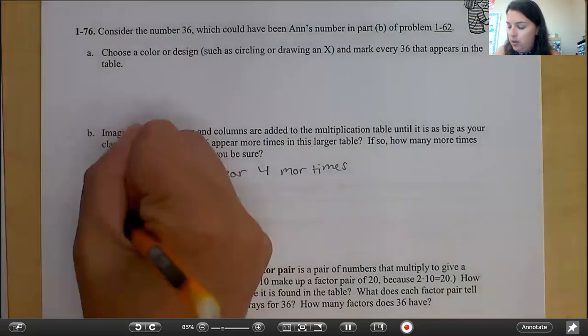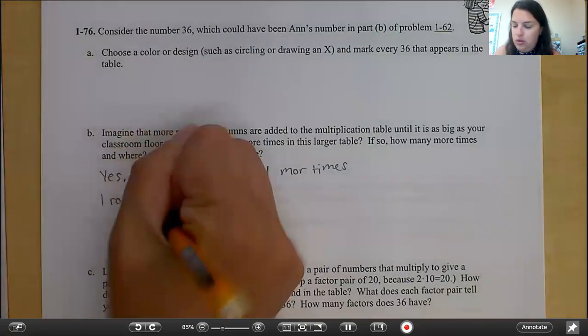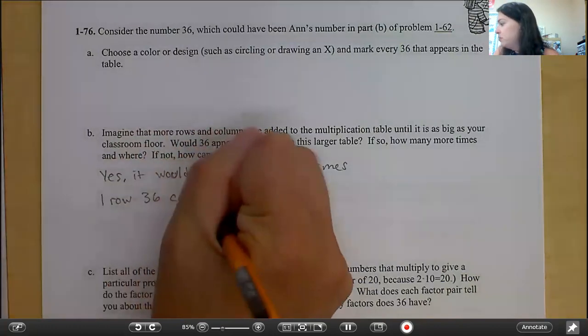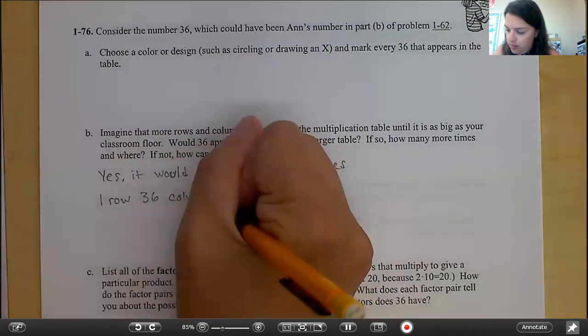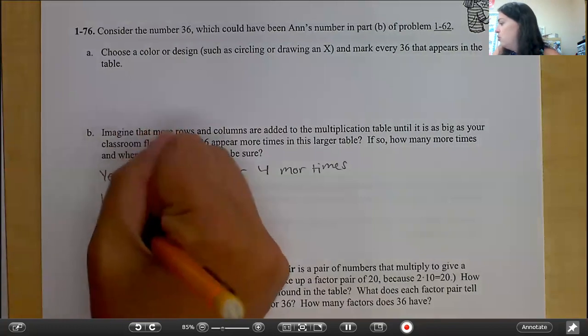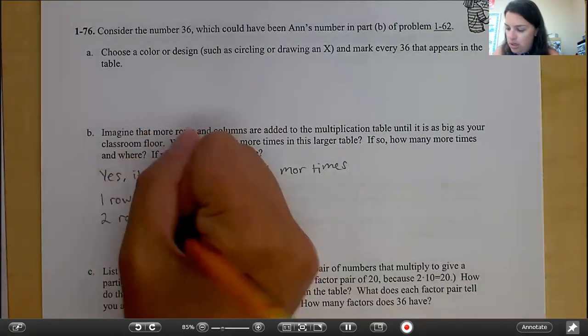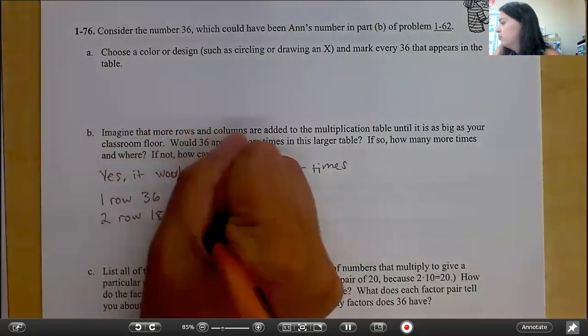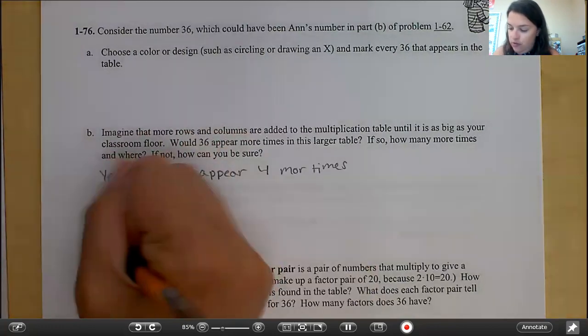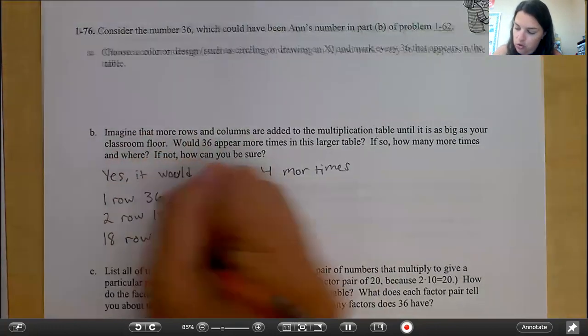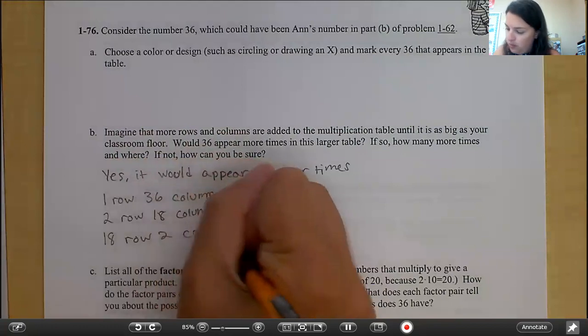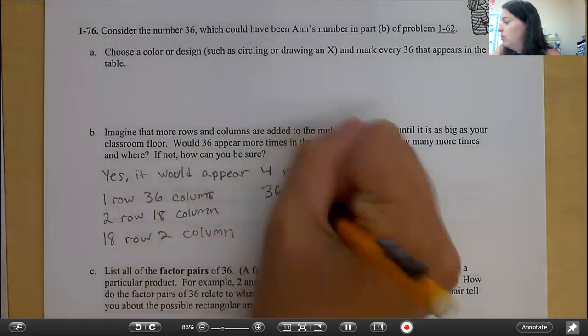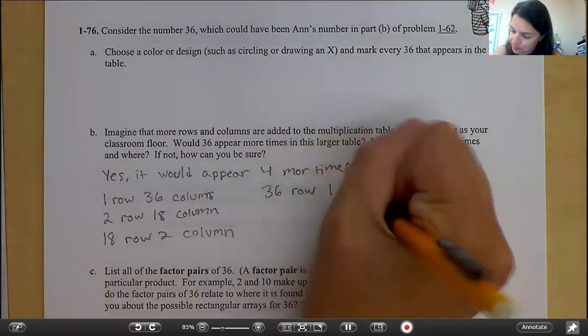Okay, that could be 1 row, 36 columns. Oops, spelled that wrong. 2 rows, 18 columns. Then reverse: 18 rows, 2 columns, and 36 rows, 1 column.